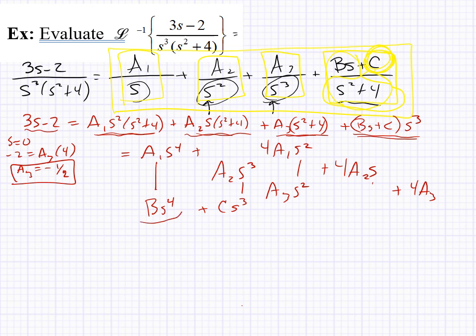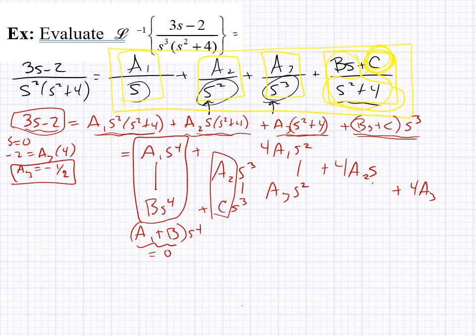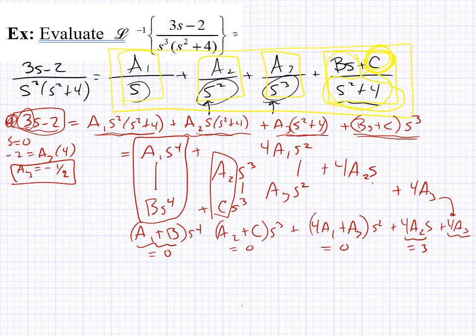So thinking about if I put these together here, a1 plus b s to the fourth. This coefficient has to make this s to the fourth go away because there is no s to the fourth on the other side, telling me that has to equal 0. Same deal here. There's no s cubed on this other side. So a2 plus c has to equal 0 because that's my s cubed. Then I have the 4a1 plus a3 s squared. Again, that's got to equal 0 because there's no s squared on the left-hand side. I got 4a2s. That 4a2 has to equal 3 because of this in front of the s. And the last one, plus 4a3, that's the constant. That has to equal -2. Well, 4a3 has to equal -2.